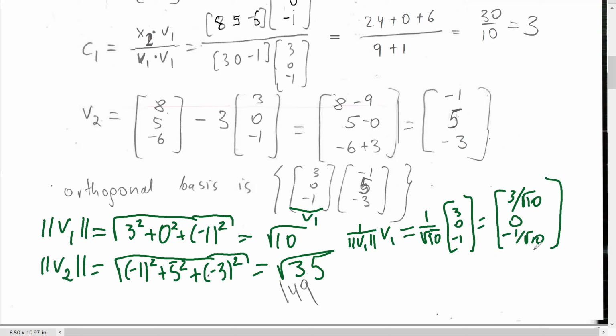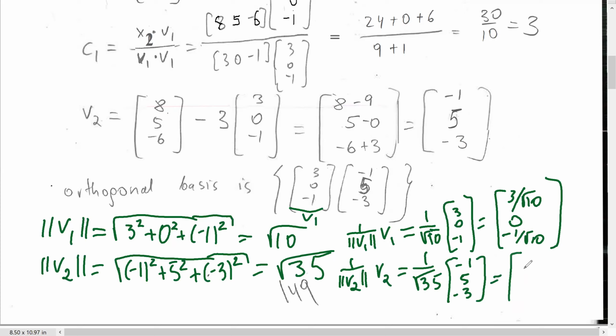So this would be my one normalized vector, and the other vector would be 1 over norm 2 times vector v2, norm 2 which is 1 over root of 35, times my second vector minus 1, 5, and minus 3. And in that case, I'm getting minus 1 over root 35, 5 over root 35, and minus 3 over root of 35.